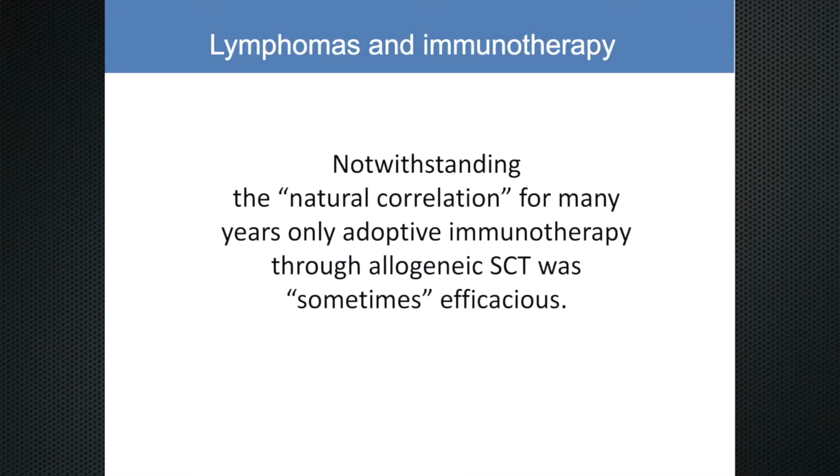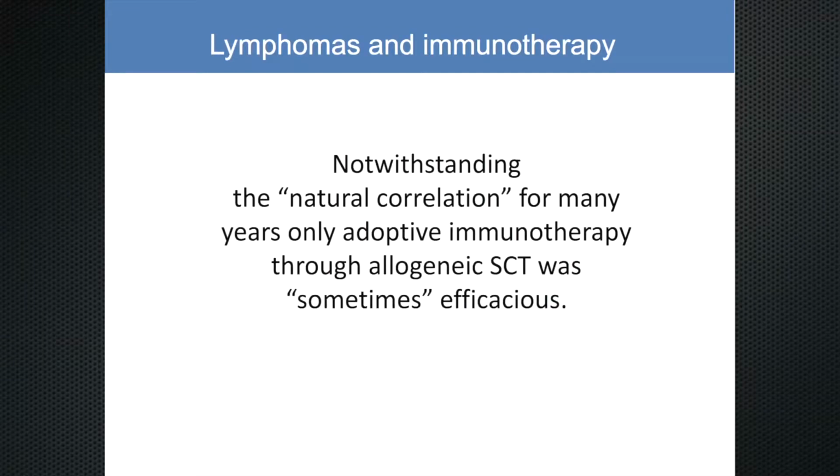So now let's come to immunotherapy. Well, there is some kind of a natural correlation, I was saying, between lymphomas, of course, and the immune system. But for a long period of time, results were very disappointing, and only adoptive immunotherapy through allogeneic transplantation was sometimes efficacious. Now, today, the picture is completely different.